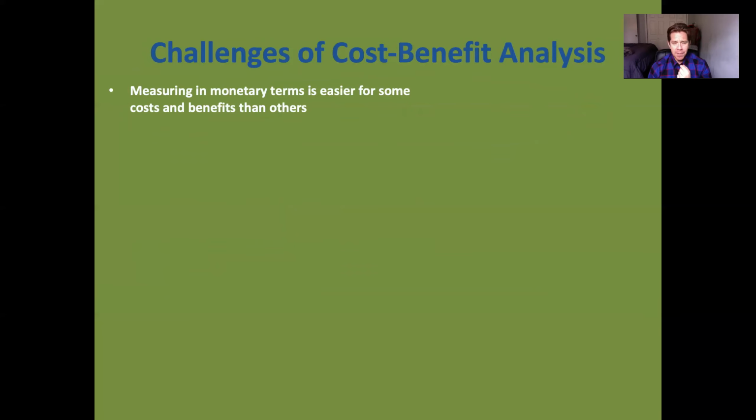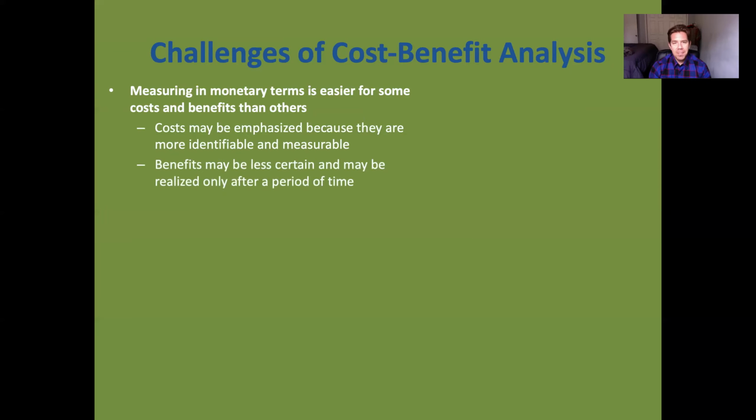And so it's important to recognize that measuring in monetary terms is, for some costs and benefits, easier than others, right? Oftentimes, costs are more identifiable and measurable, right? Because again, these are things that we tend to see in the relatively short to medium term. So we can identify them and track them and measure them: loss of jobs, lost wages, lost productivity, lost lives, hospital visits, right? Benefits can be less certain, and maybe only experienced in the longer term, right?